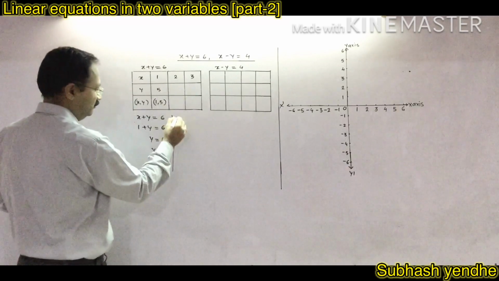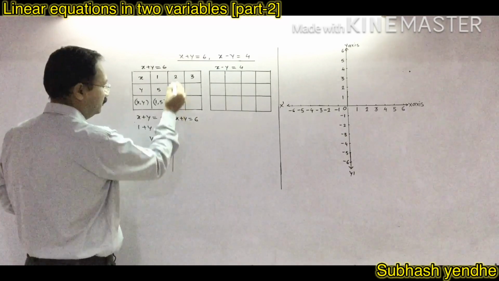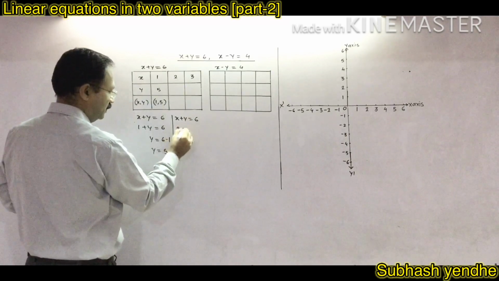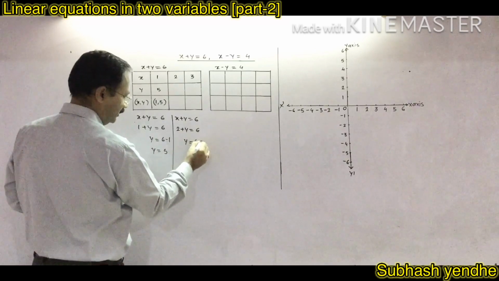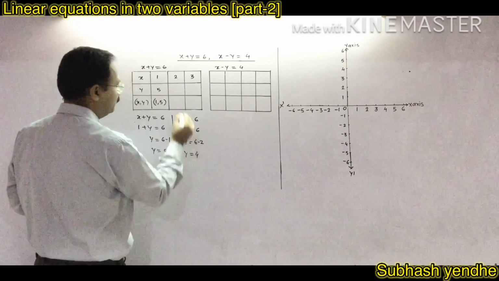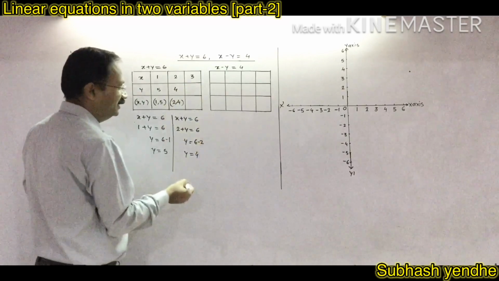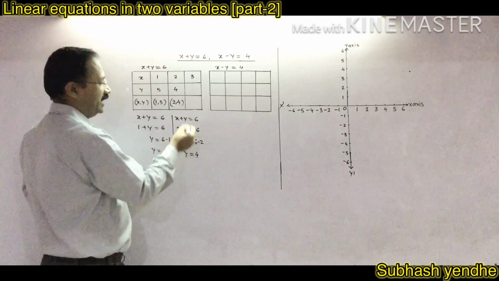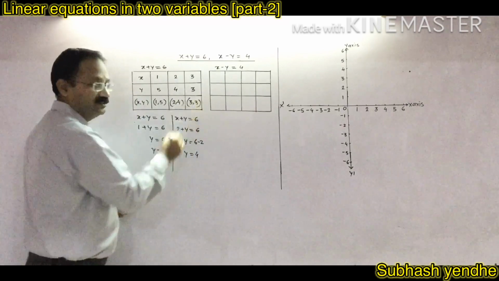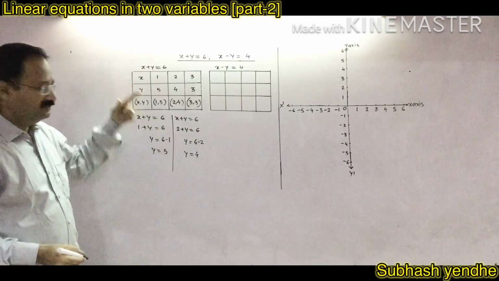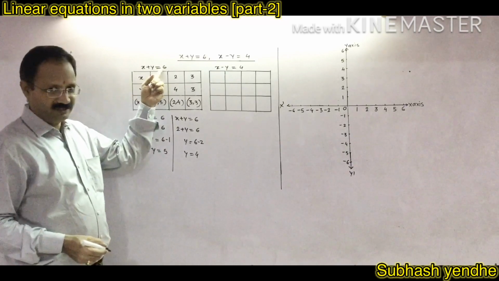Same for the second value. x plus y equal to 6. The x value is 2, so 2 plus y equal to 6. So 2 goes on that side, and y equals 4. Can you tell me the value for 3? Yes, you are absolutely right. It is 3. So the coordinates are 3 and 3. These are the values for the equation x plus y equal to 6.